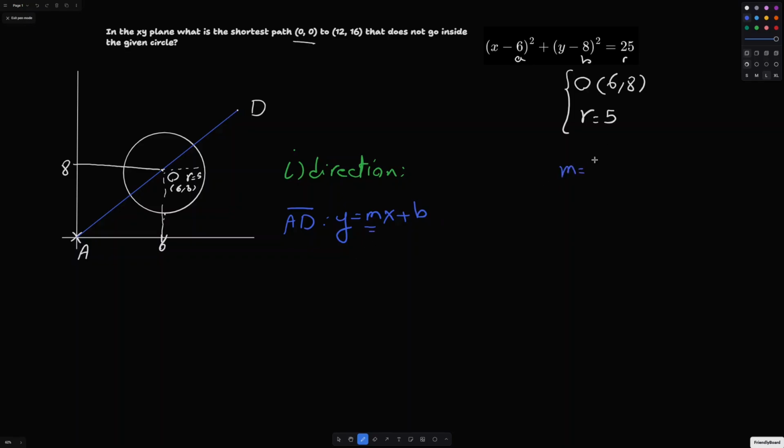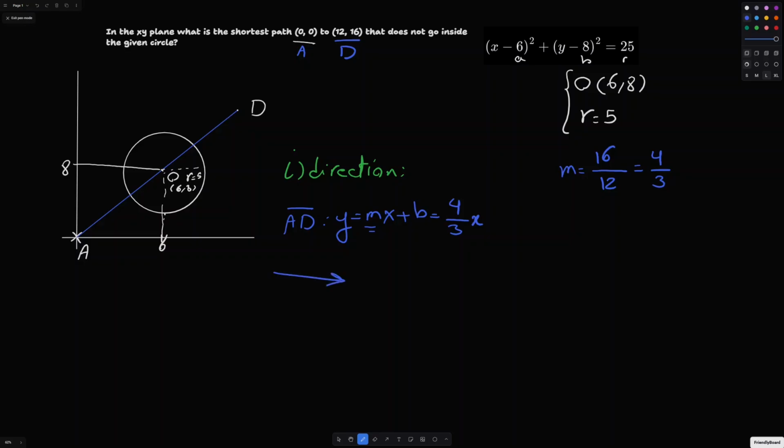M is going to be y2 minus y1 over x2 minus x1, and we have this y2 minus y1 and x2 minus x1 here. So this is A, this is D. Simply said, it's going to be 16 over 12 because A is 0. So it's going to be 4 over 3. So the equation is like this. This is the equation of this line AD.